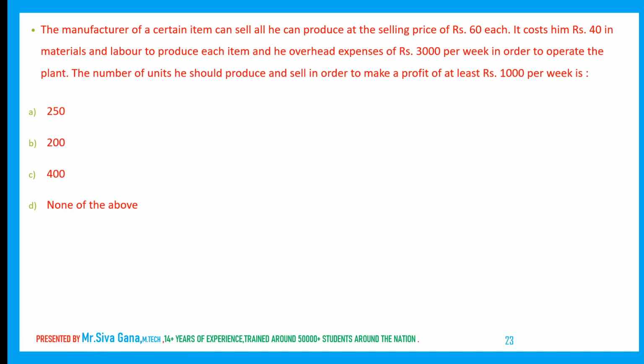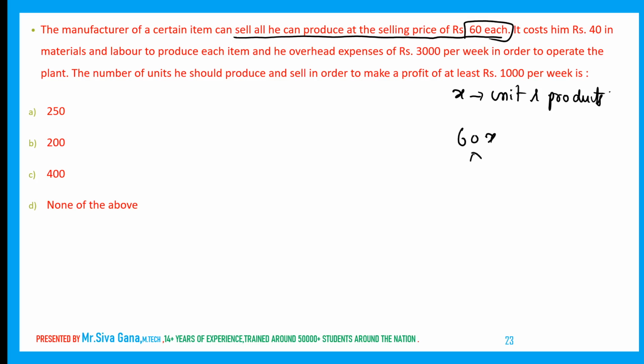Manufacturers of a certain item can sell all he can produce. Whatever he produces, he sells all at the price of 60 each. So if X units are produced, each is sold at 60, so the total selling price is 60X.